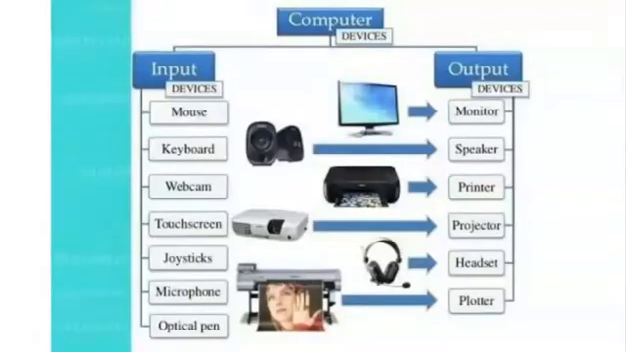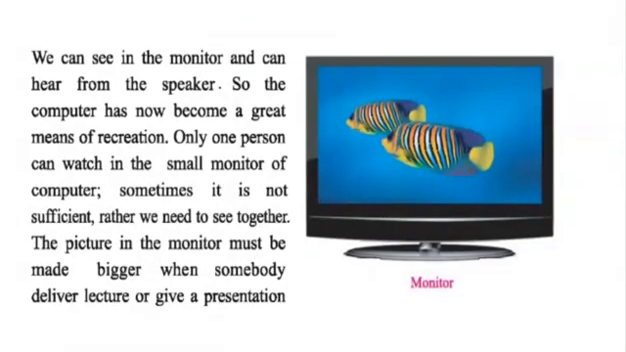So from here you can see clearly that the devices which send data, that is called input devices, but the devices which receive data or information to show us the result or give us the result, those devices are output devices. So simply we can say the differences between input device and output device.